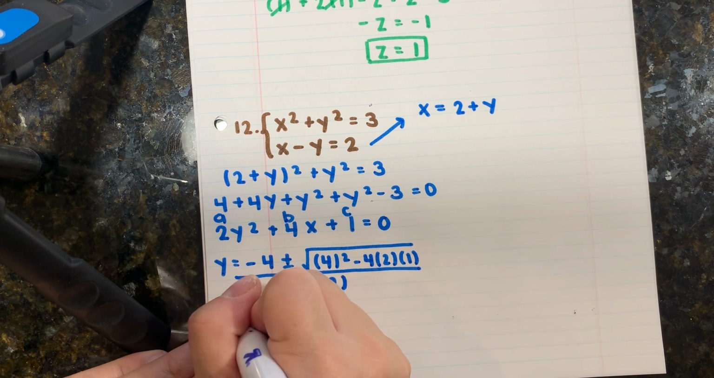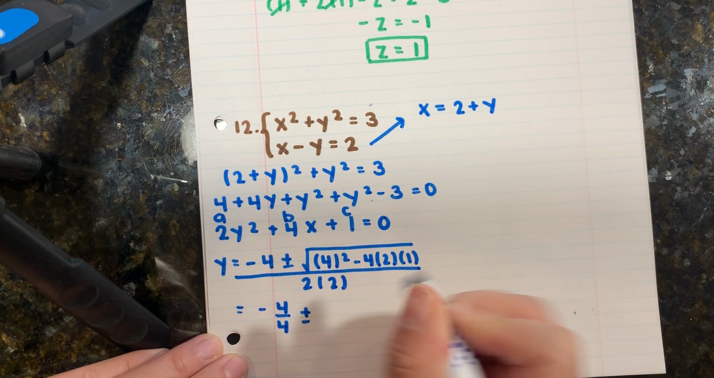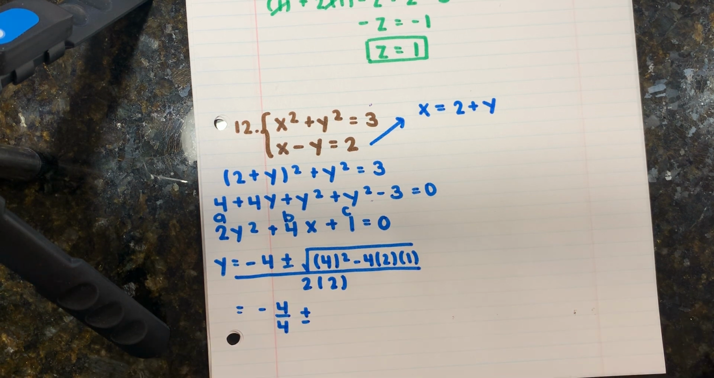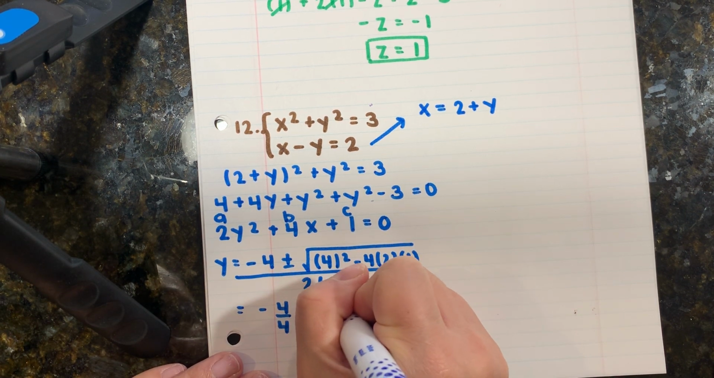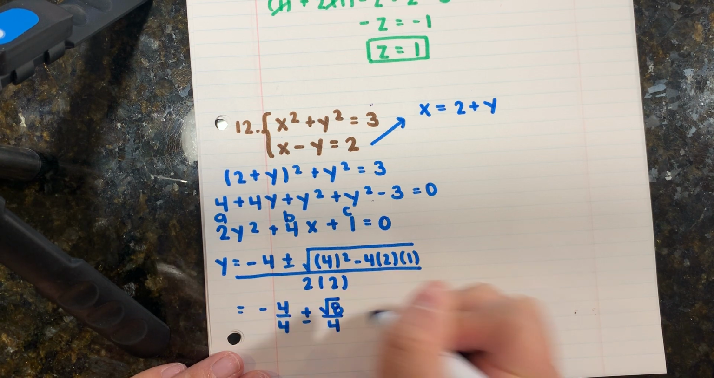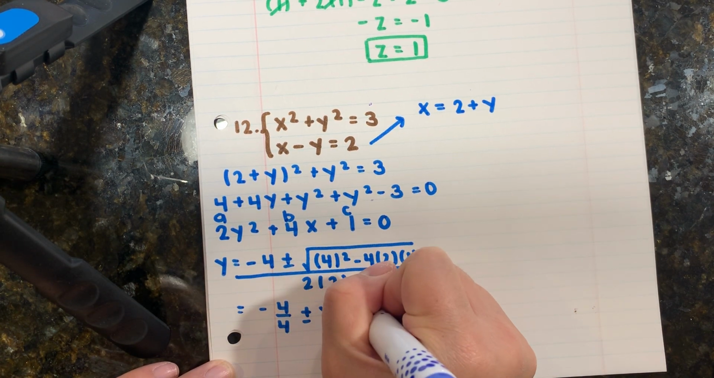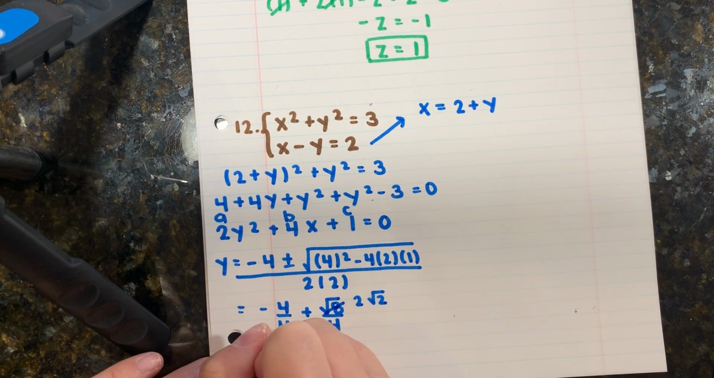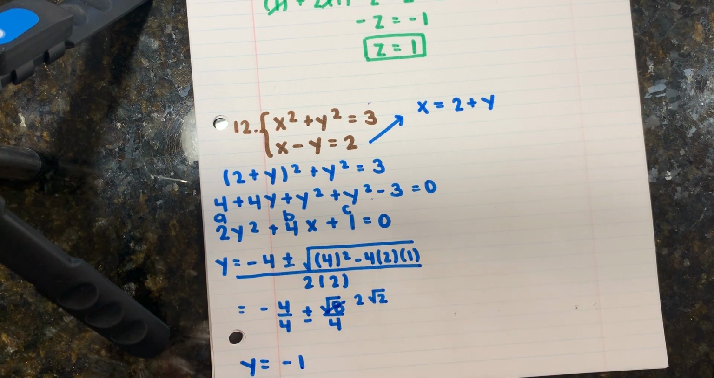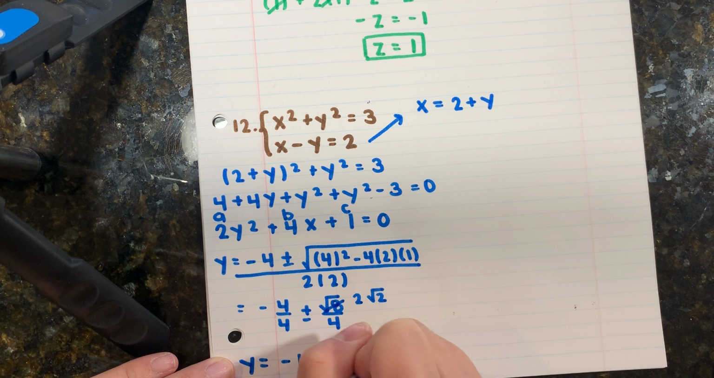So now this would become negative 4 over 4 plus or minus, and this would become 16 minus 8, which would just be 8. So the square root of 8 over 4, and the square root of 8 is 2 root 2. So this would simplify to y is equal to negative 1 plus or minus root 2 over 2.